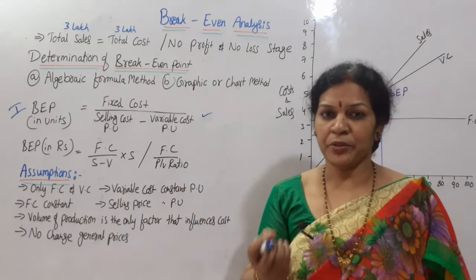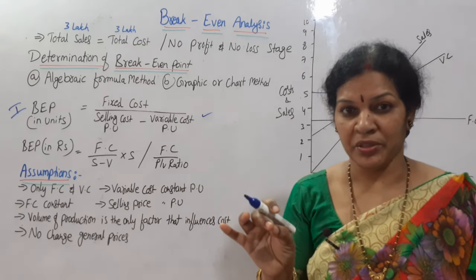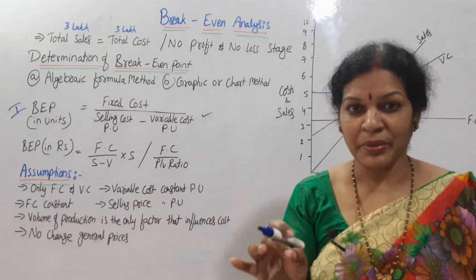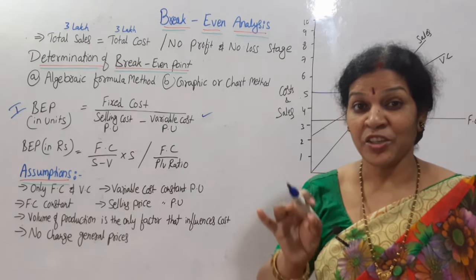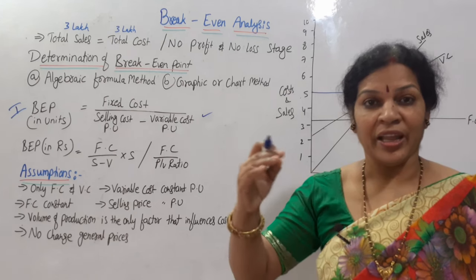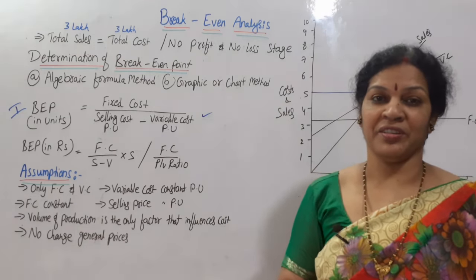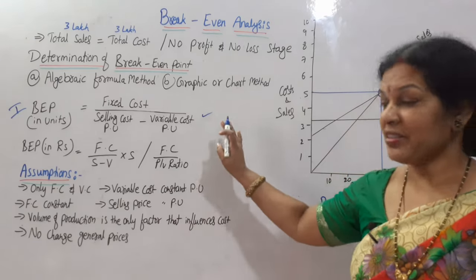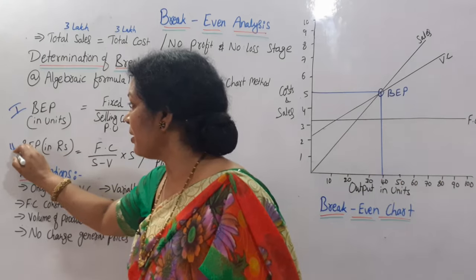Say you got 500 units. It means when I produce 500 units, that is the break-even point. If I produce 500 units, at that stage, no profit, no loss. And above 500, whatever I produce, I'll be getting the profit. That is unit-wise. And if you want to know it in rupees, you can use the second formula.